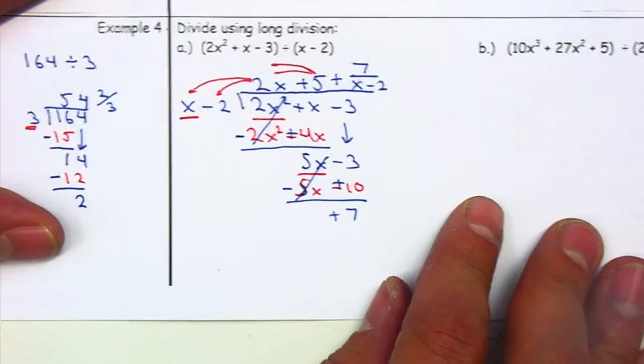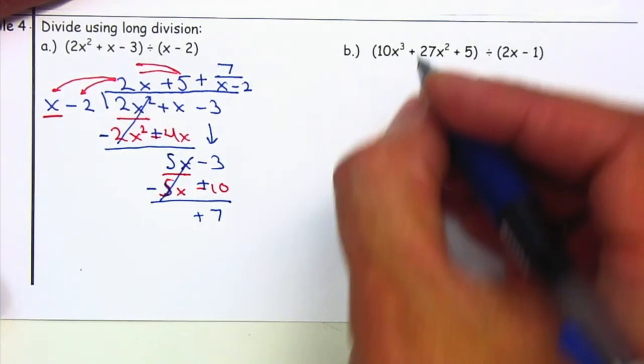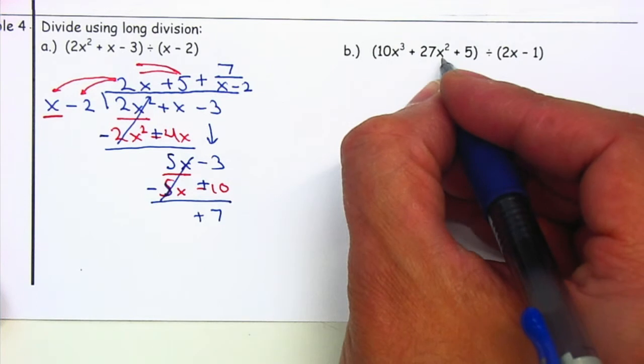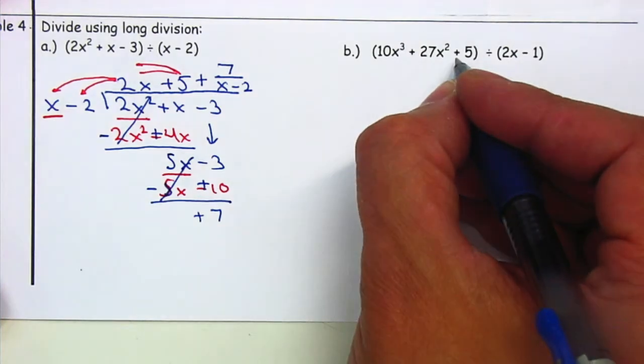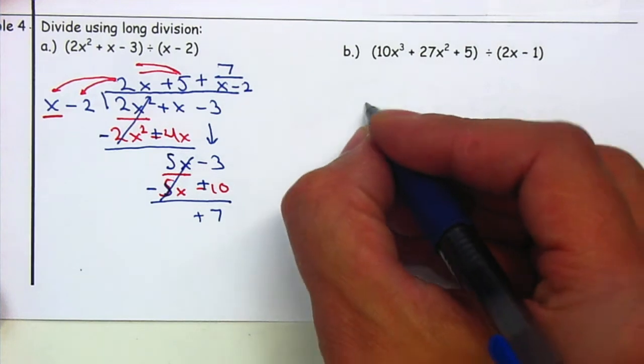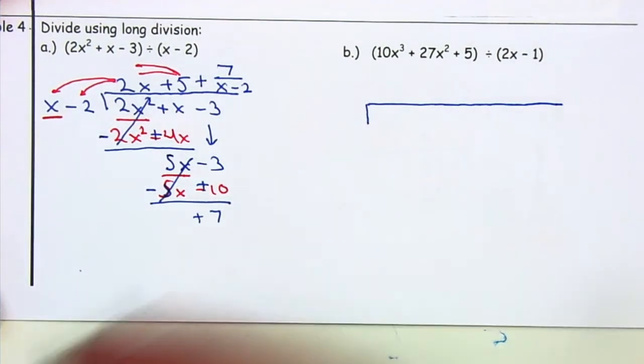So let's go to letter B. On letter B is very similar. The only difference is that I'm missing an exponent. If you notice, I have x to the third, I have x squared. I don't have x to the 1 or just x. So I'm going to have to fill it in whenever I write it down inside the division sign.